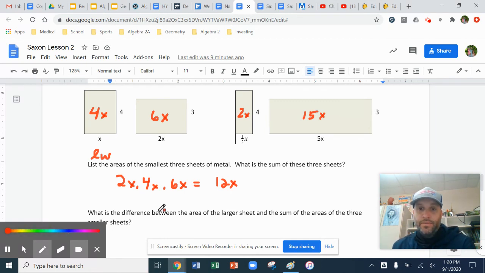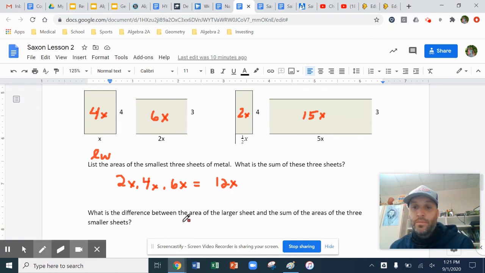Secondly, what is the difference between the larger sheet and the sum of the areas of the three smaller sheets? So the big word here is difference. Difference is going to mean to subtract. So we'll take 15x minus 12x, and that is going to give us a difference of 3x.